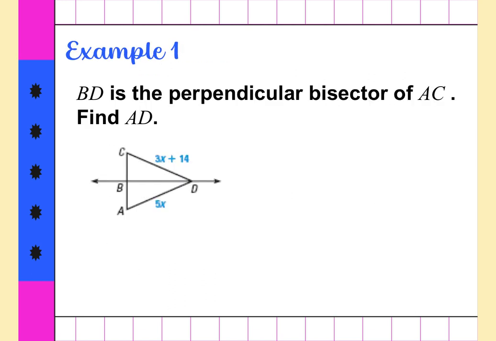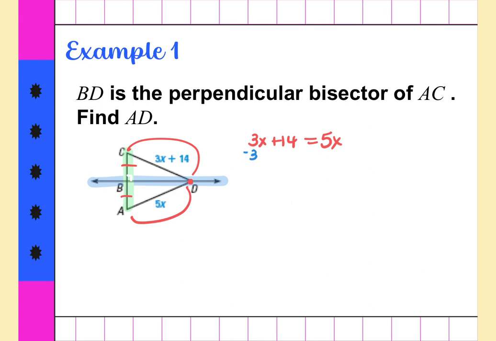Okay, in these examples, we'll figure out how we can use this information. Example 1 says BD is the perpendicular bisector of AC. Find AD. So if BD is the perpendicular bisector of AC, then this is a right angle. These are congruent, and any point on that bisector, for example D, would be equidistant from the endpoints of the segment, which means 3x plus 14 would equal 5x.